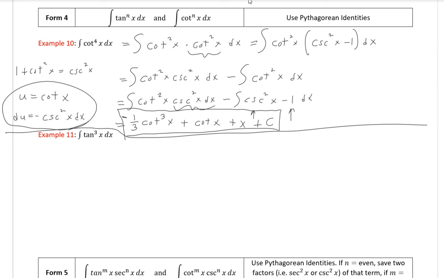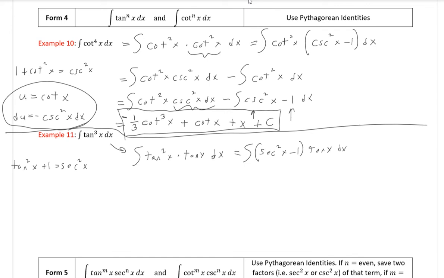For tangent to the third x, we have an odd power. We're still going to use Pythagorean identities. However, we can't do it on all of it. Obviously, there's going to be one tangent left over. So I'll write out the Pythagorean theorem again for this. This is going to be tan squared x plus 1 equals secant squared x. That's what we're using. So here I will split this up into tangent squared x times tangent x dx. Tangent squared we can replace with secant squared minus 1, minus 1 times tangent x dx.